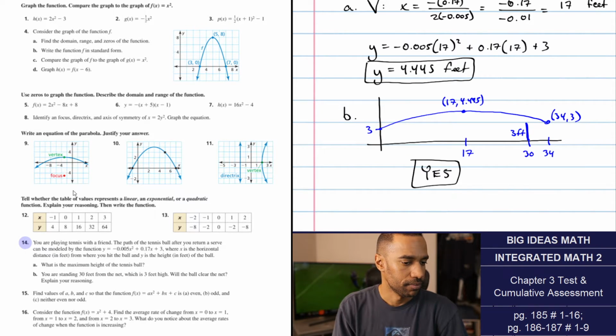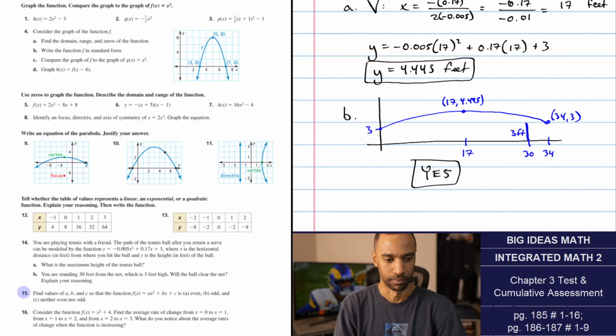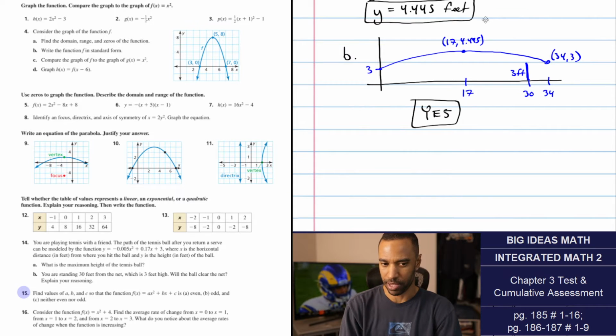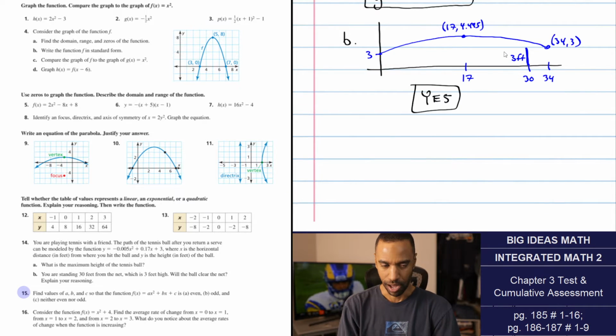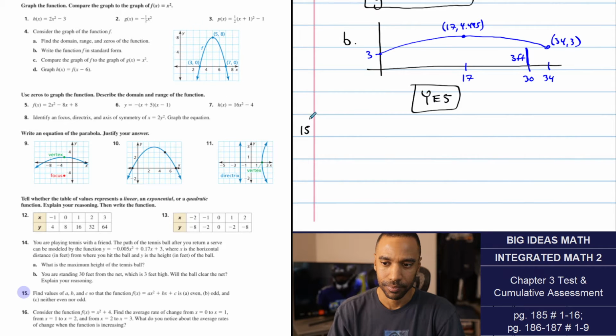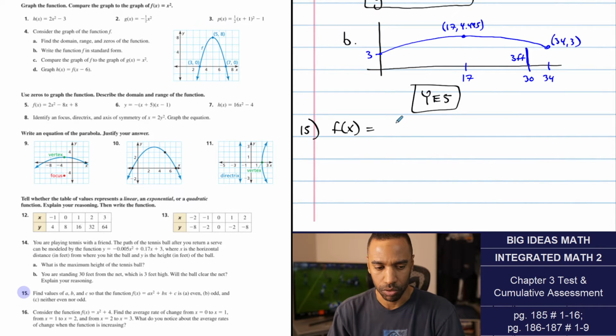Number 15. Find values of a, b, and c so that the function f of x equals ax squared plus bx plus c is even, odd, and neither even nor odd. A little open-ended. I forget what section this was out of. It must have been 3.3 or whichever one this is, where it's standard form.